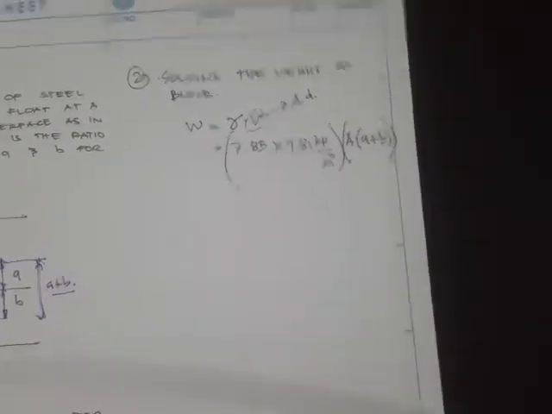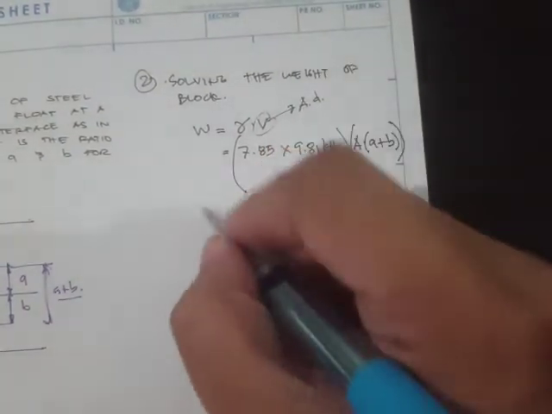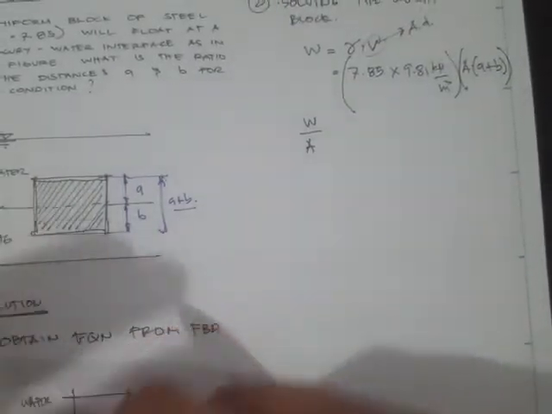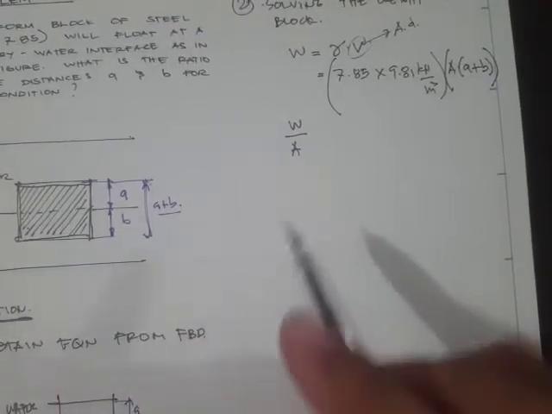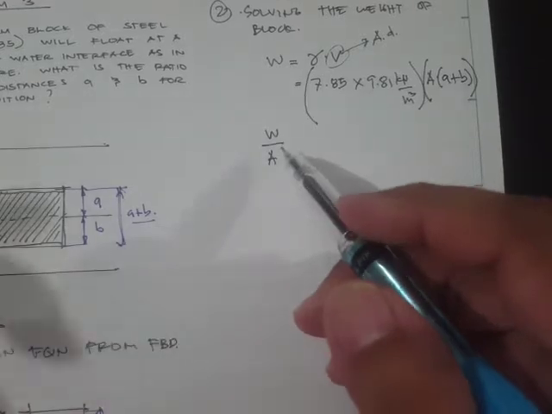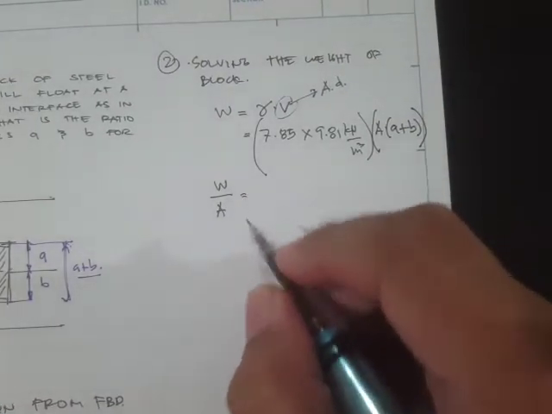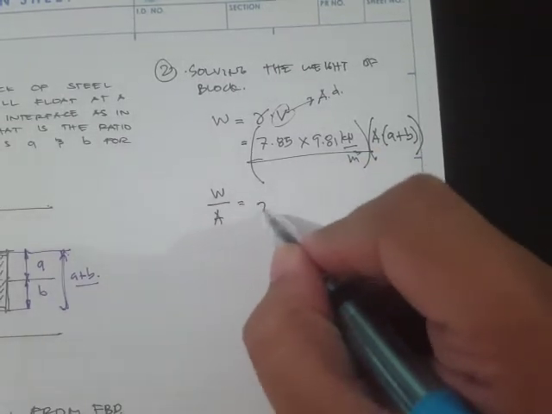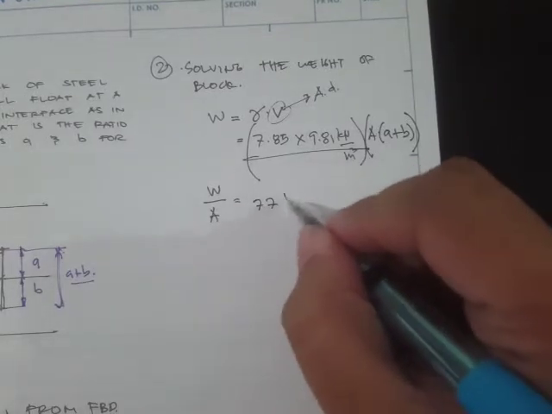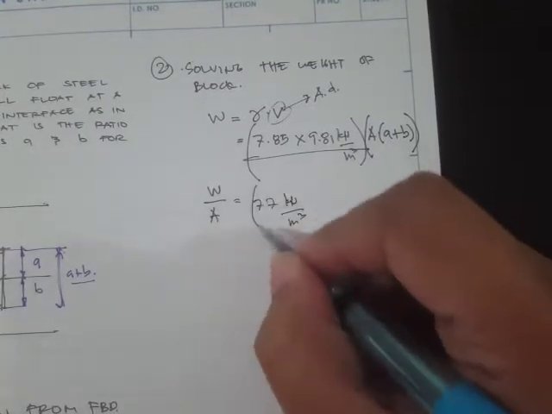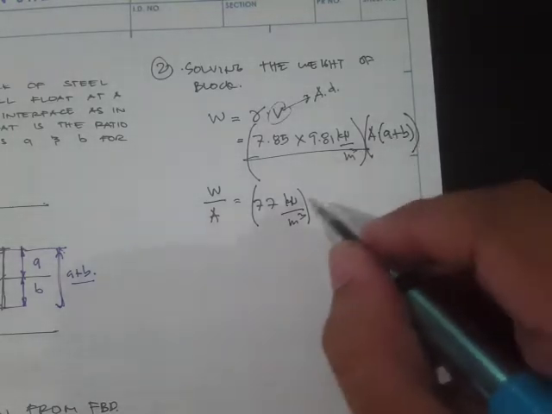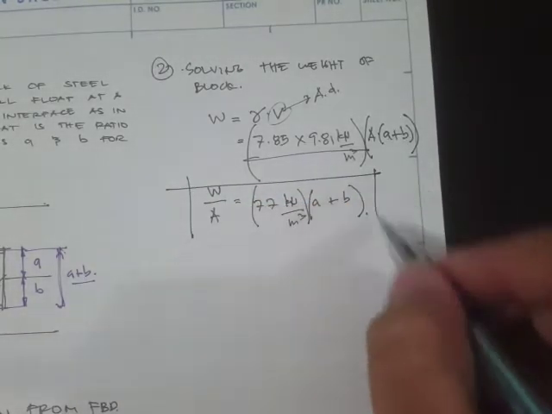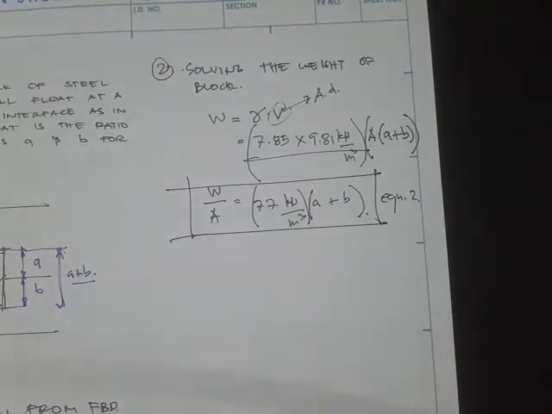Okay, now let's try to express the weight per area. Since we have the same area, whether it's in water or in mercury, let's express the weight per unit area. So the weight per unit area is this one. The product is 77 kilonewton per meter cube, and the remaining term is just A plus B. Now let's say this is our equation number 2.